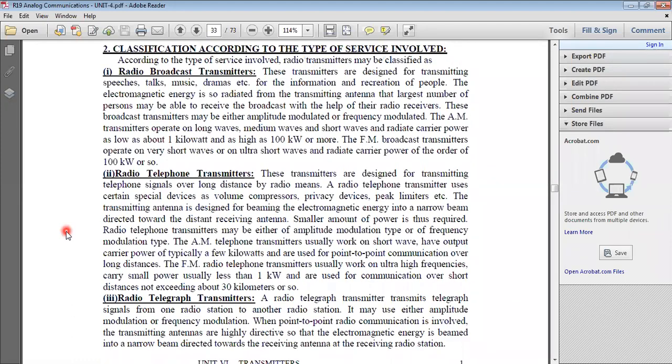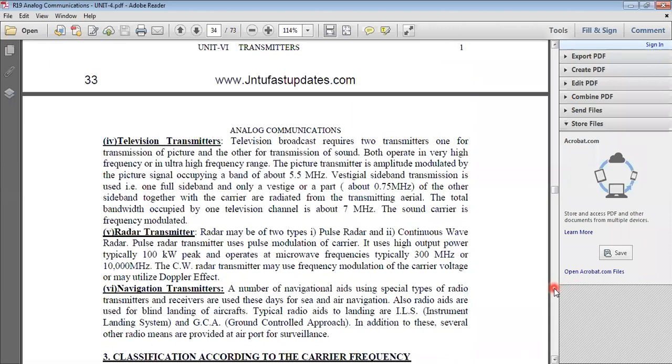If it is used to transmit telephone signals, then it is called radio telephone transmitters. If the transmitters are used to send telegraph signals, then it is called radio telegraph transmitters. If the transmitters are used for television purpose, then it is called television transmitters. If they are used to send radar signals, then it is called radar transmitters.